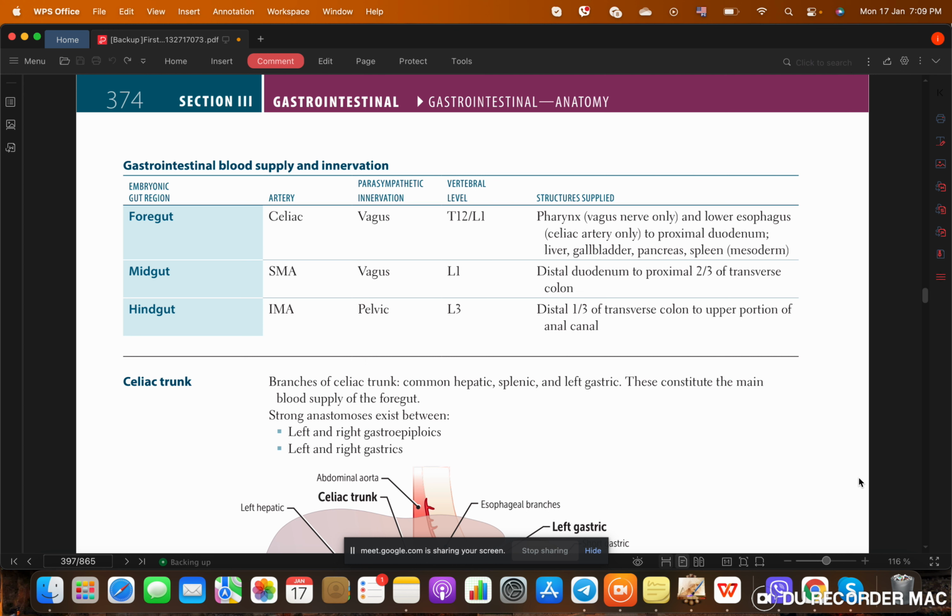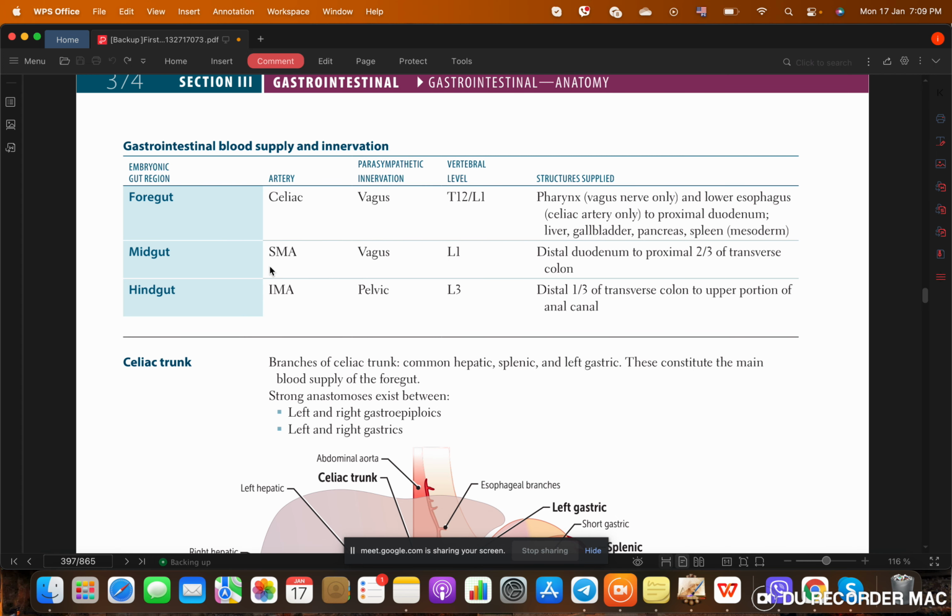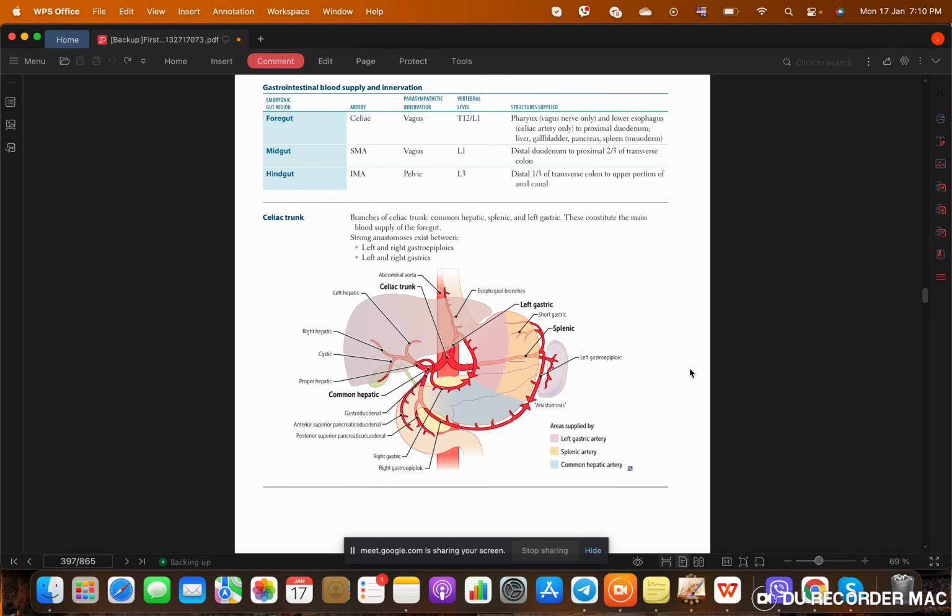Okay? So the next one is the midgut, supplied by the SMA and vagus. It's associated with L1 innervation. It runs from the distal duodenum to the proximal two-thirds of the transverse colon. The splenic flexure is considered a watershed area. The hindgut is the distal one-third of the transverse colon until the upper portion of the anal canal. And yeah, that's pretty much it.